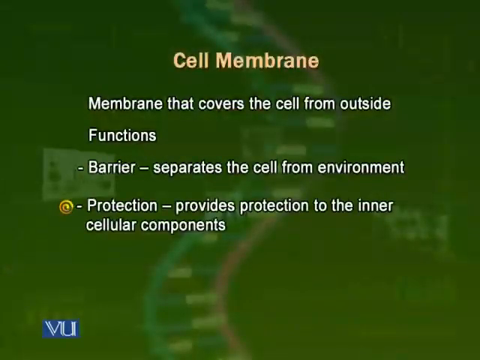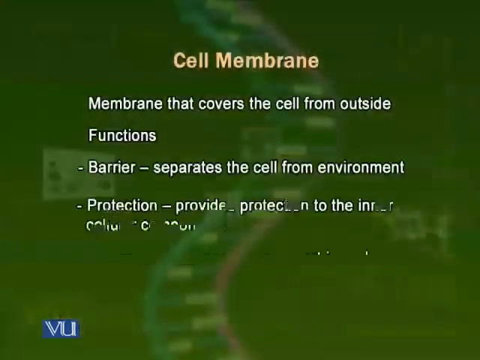The cell membrane acts as a barrier. The cell membrane is semi-permeable. That is, it allows few molecules to pass in or go out. It does not allow some other molecules to move in or move out. So it means that it acts as a barrier between the internal part of the cell and the external environment.